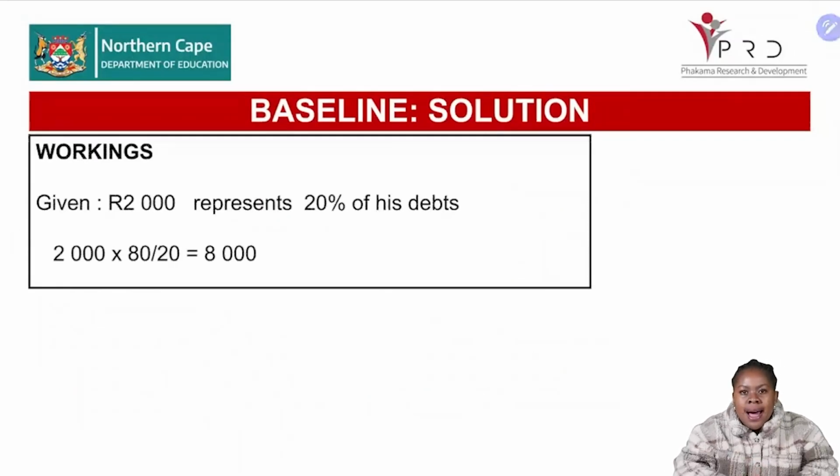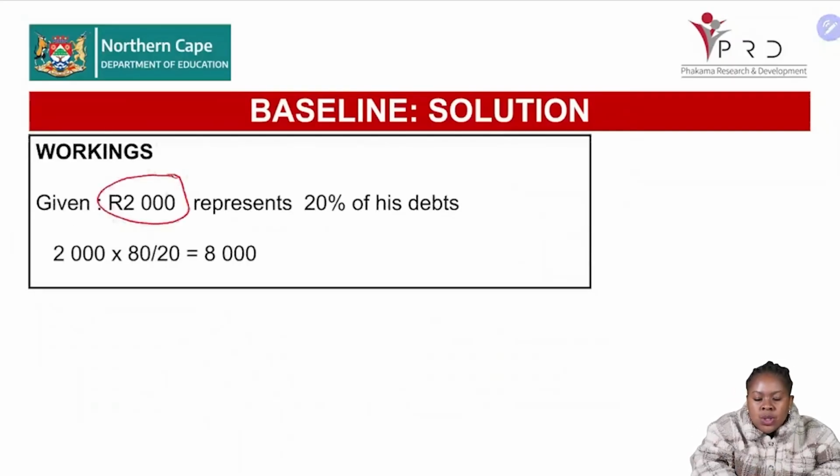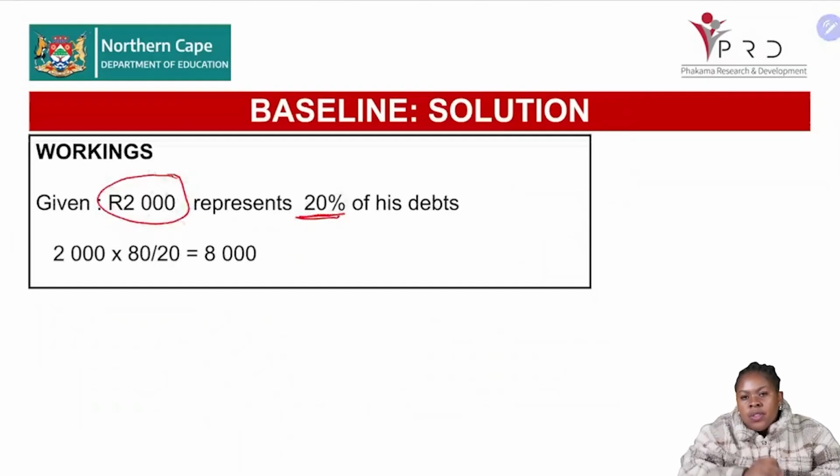We need to find out the difference. How do we find out the difference? We first say they gave us an amount, 2,000. What does this 2,000 represent? They said in the information that the 2,000 represents 20% of the debts. What are we looking for? We are looking for the rest of the money that is still outstanding because the 2,000 is already accounted for.